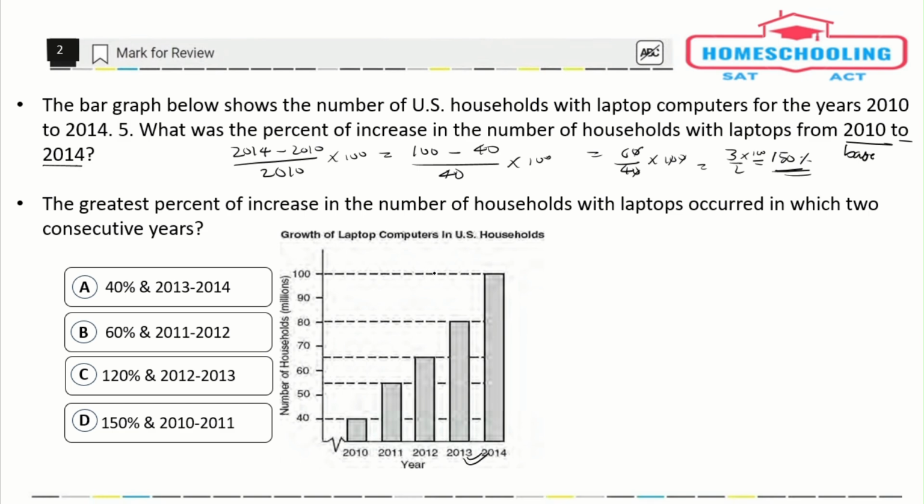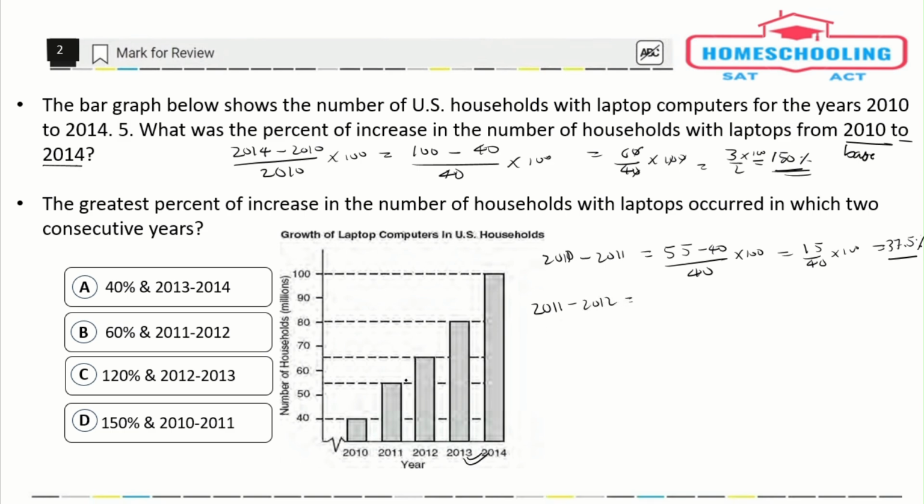Okay, so let's take 2010 to 2011. In 2011 it was 55. From 2010 to 2011, 55 minus 40, and the base here is 40, into 100. So 15 by 40 into 100. Let me calculate, it would be somewhere around 37.5% increase. So in 2010 and 11 the increase was 37.5%. Now let's find for 2011 and 2012.